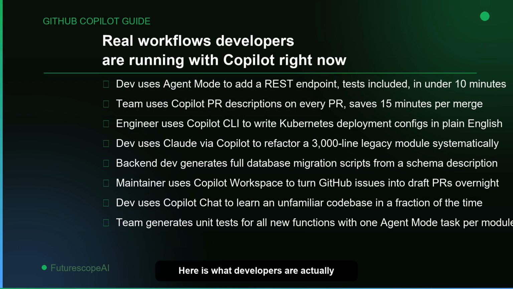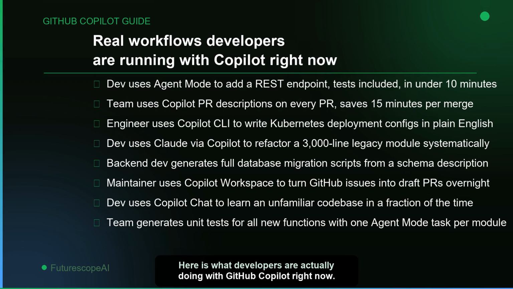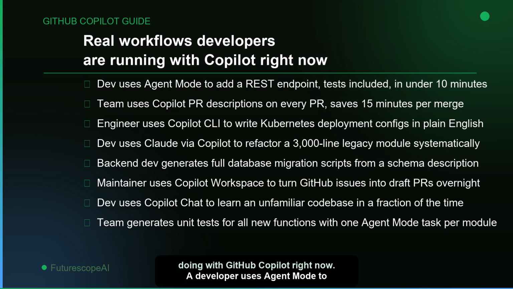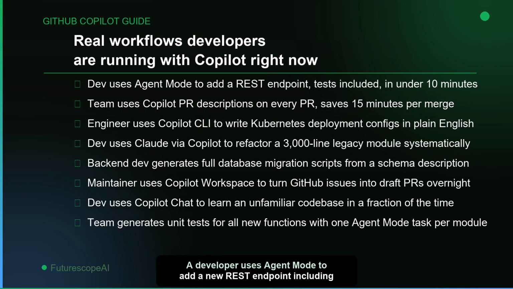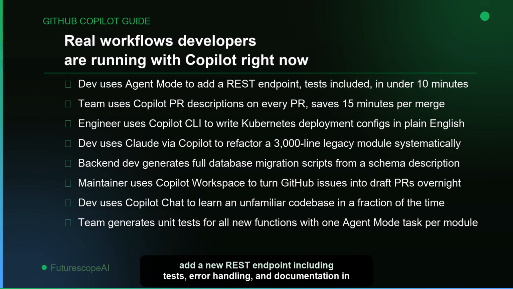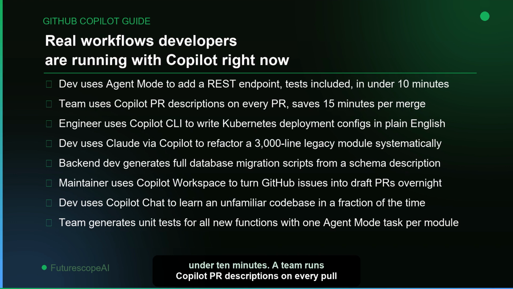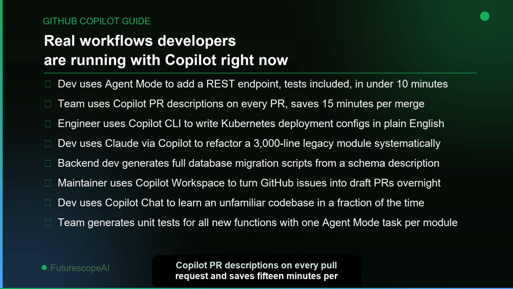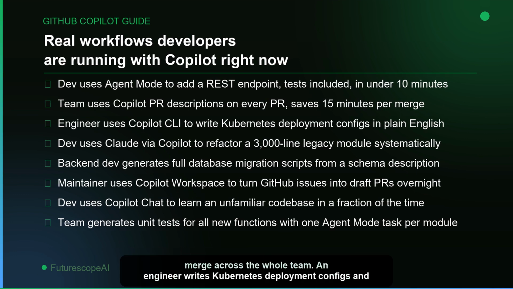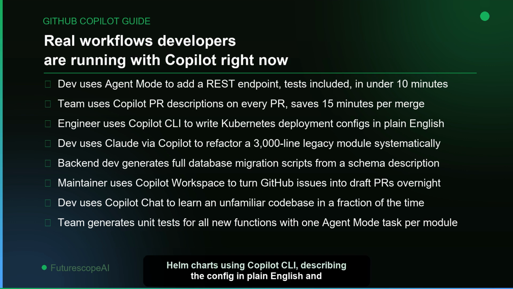Here is what developers are actually doing with GitHub Copilot right now. A developer uses Agent Mode to add a new REST endpoint including tests, error handling, and documentation in under 10 minutes. A team runs Copilot PR descriptions on every pull request and saves 15 minutes per merge across the whole team. An engineer writes Kubernetes deployment configs in Helm charts using Copilot CLI, describing the config in plain English and reviewing rather than writing the YAML from scratch.